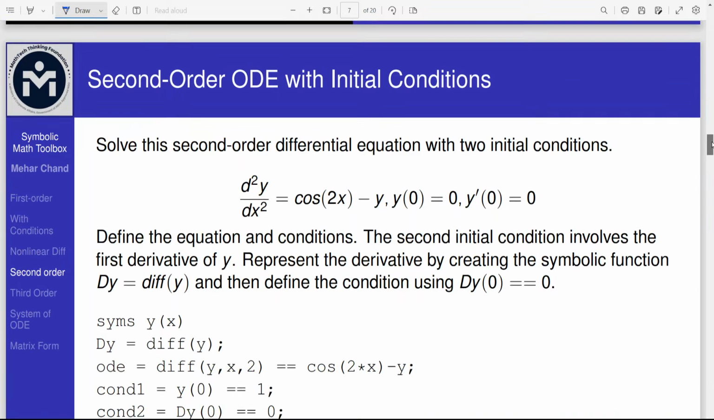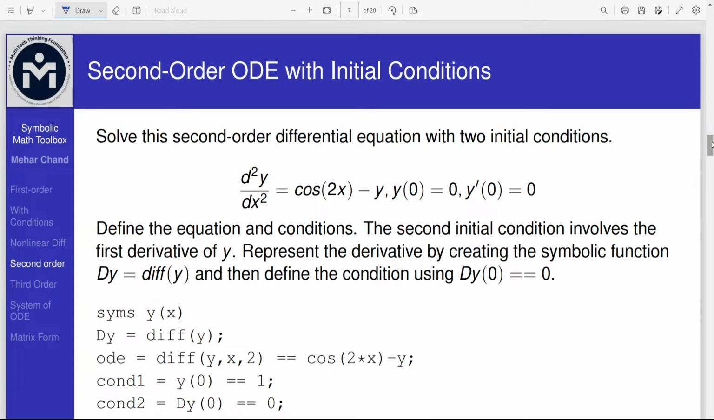Now we have one more interesting example at this place. You can see a second order differential equation with initial conditions. In the first two examples, we just discussed the first order, linear and non-linear. But here we are going to discuss the second order, then we will discuss the third order. How we can solve the second order differential equation when the initial conditions are given.